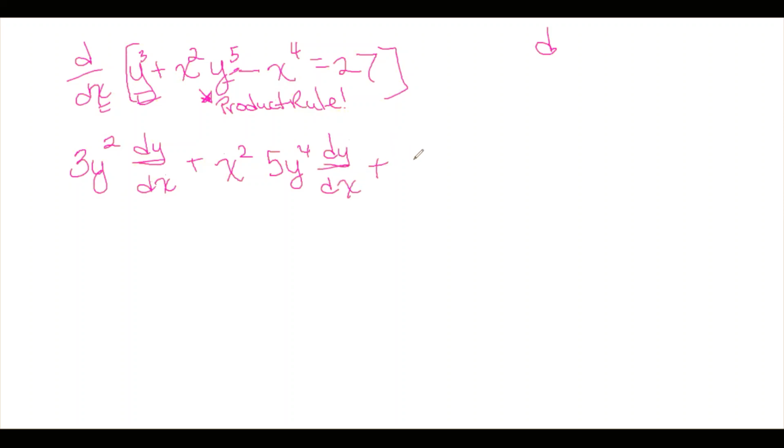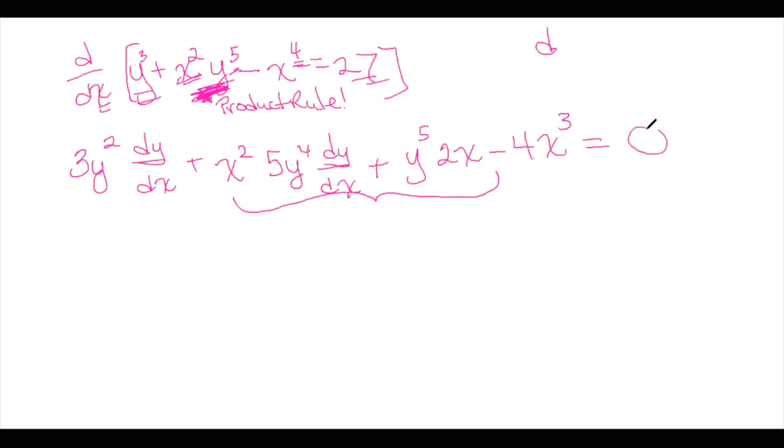Plus y to the fifth, still doing this part, times 2x, because now I'm taking the derivative of this, minus 4x to the third, because that's the power rule, is equal to, oh no, sorry, the derivative of 27 is 0, so it is equal to 0.